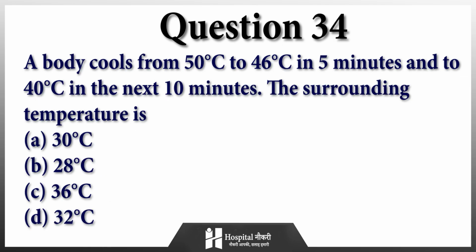Next question is, a body cools from 50 degree centigrade to 46 degree centigrade in 5 minutes and to 40 degree centigrade in the next 10 minutes. The surrounding temperature is A, 30 degrees centigrade, B, 28 degrees centigrade, C, 36 degrees centigrade, or D, 32 degrees centigrade. The correct option is A, 30 degrees centigrade.